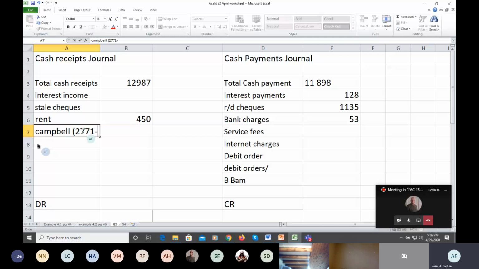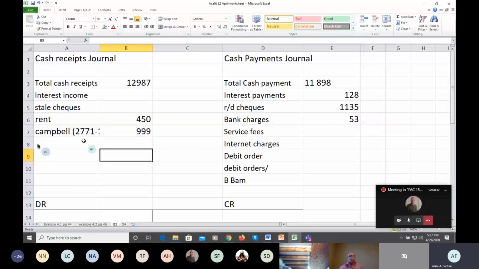Minus your check 1772. All right. So 2771 minus 1772 for incorrectly recording it in the cash payments journal. We're going to rectify it in the cash receipts journal for 999. Okay, so now we're going to add it up. 12,987, 450, and 999. Okay, 14,436. We add it up.